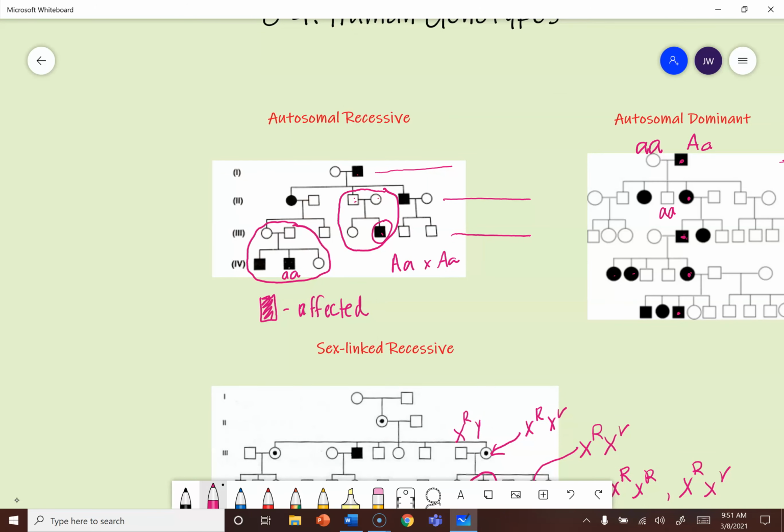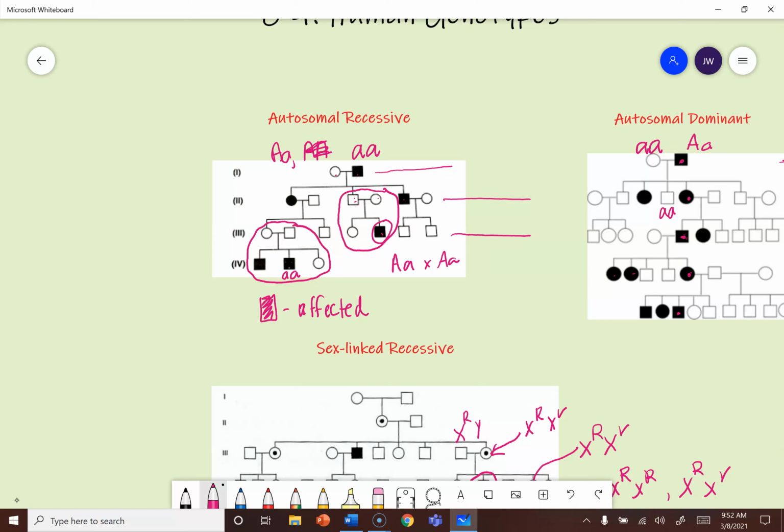Over here, anybody that is affected is going to be little a, homozygous recessive. And again, all of the others are going to be either homozygous dominant or heterozygous depending on the children. Again, because this mom produces an affected child, we know that she has to be heterozygous because each parent has to pass on a specific allele.